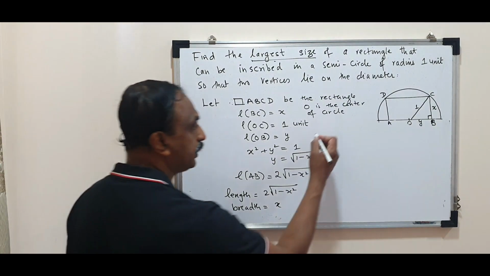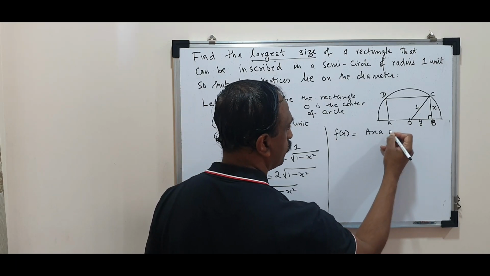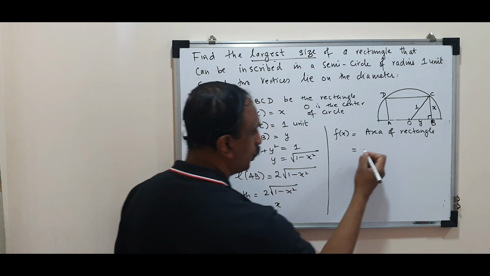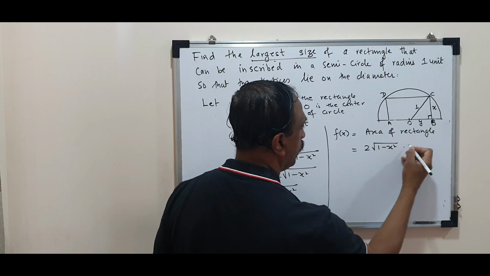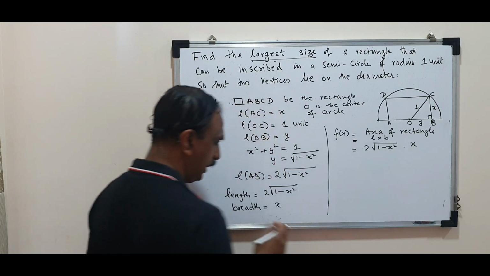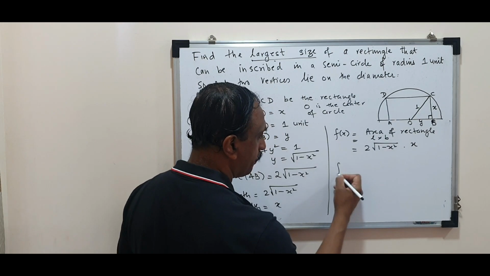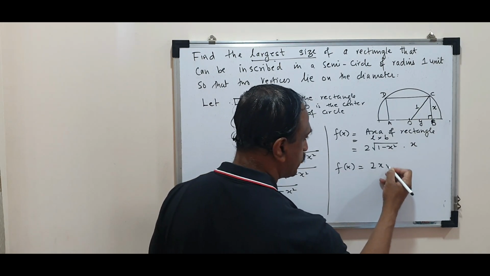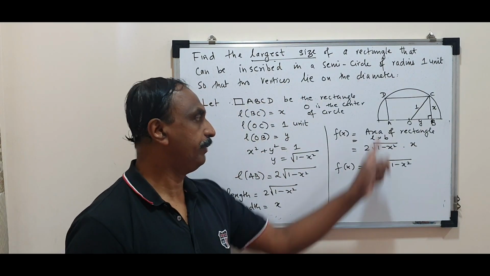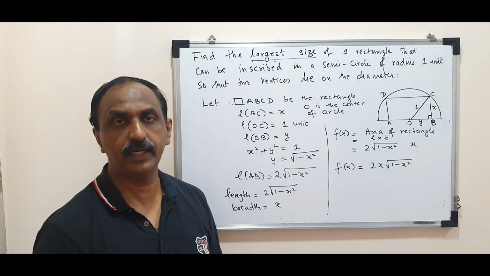So now I can directly go for the area. So f of x is area of rectangle. So that will become 2 root 1 minus x square into x. Length into breadth is area. Length is 2 root 1 minus x square, breadth is x. Now I need to maximize this. So let me rewrite this f of x as 2x root 1 minus x square. Now I have to find out what value of x will make this f of x maximum. So I'll find f dash of x equal to 0 and get the answer.